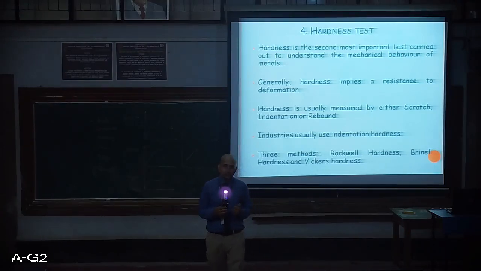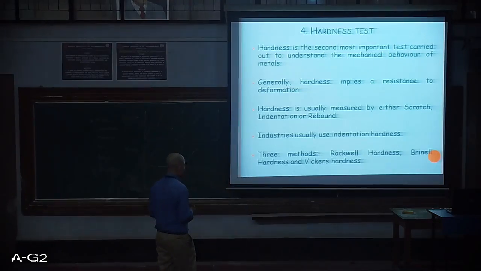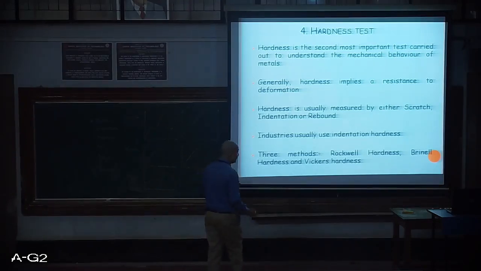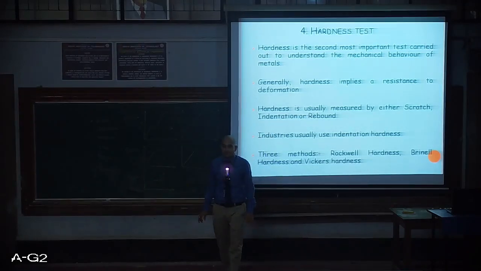Another way by which you can find out the hardness of a material is to just drop a ball bearing on that material and see how much it rebounds. That can also be another way to find out the hardness. So like that, there are different types of tests. However, in industries, the indentation method is usually used. The method by which hardness is measured in industries is the indentation method.